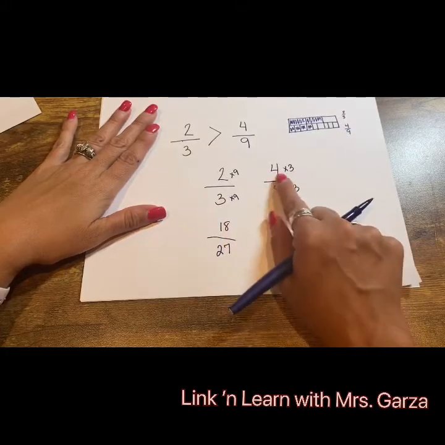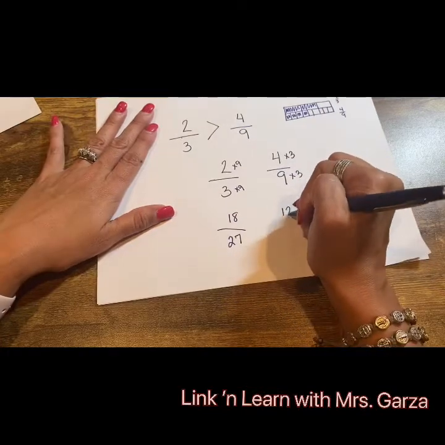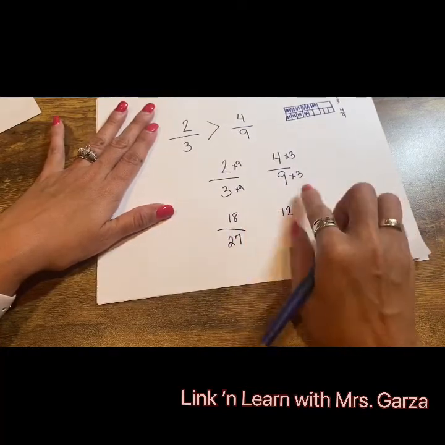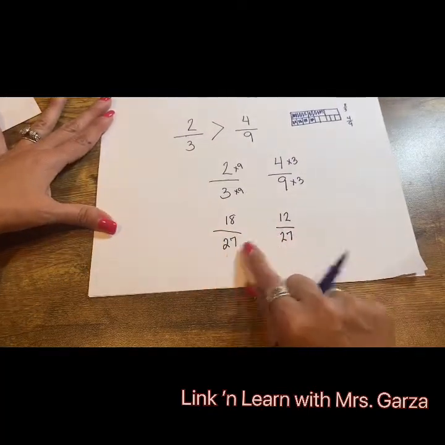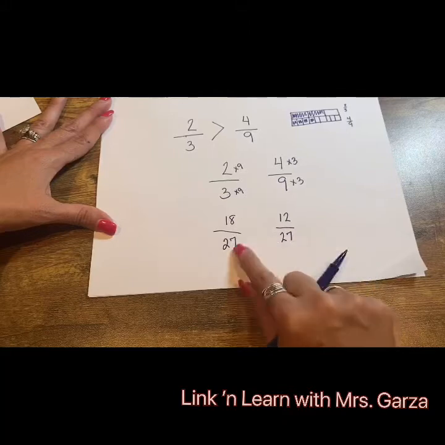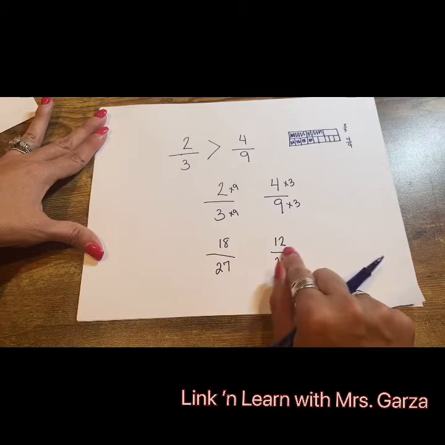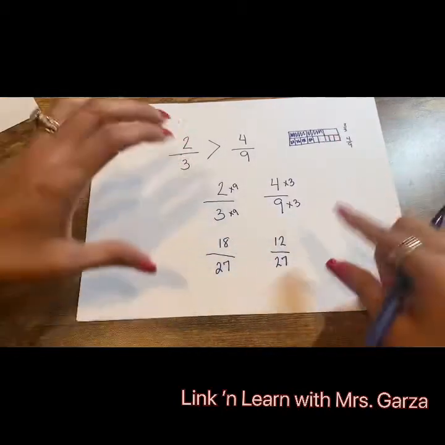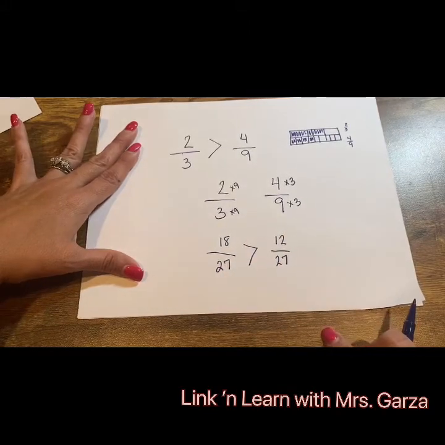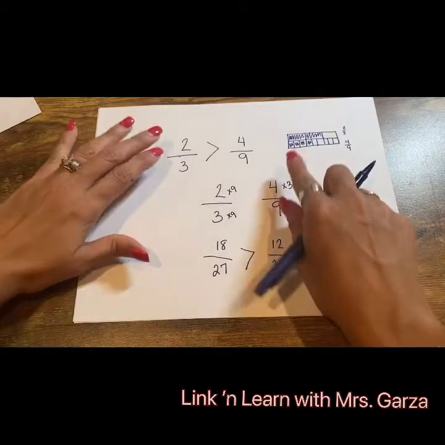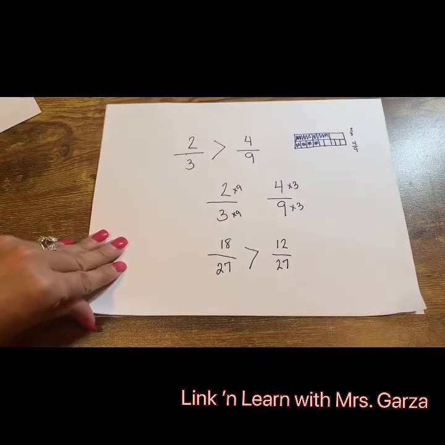So let's go ahead and solve for this. 4 times 3 is what? 12. And then 9 times 3 we know is going to be 27. So here you're able to have your denominators. The common denominator is 27. Okay, now since you were able to make your denominators the same, now you can really see that 18 is greater than 12. Okay, so you have options in trying to figure this out. Okay, let's do another example of this one.